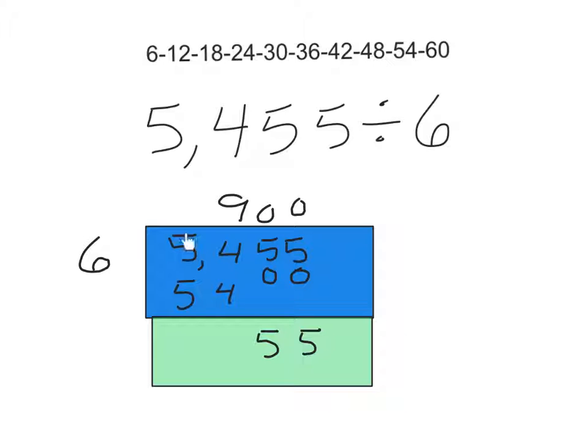4 minus 4 is 0 out. And 5 minus 5 will 0 out as well. So I'm down to 55. And 6 cannot go into the 5. So I am working with the 55. I'm working right in this ones column, so I don't need to add a 0 or anything.